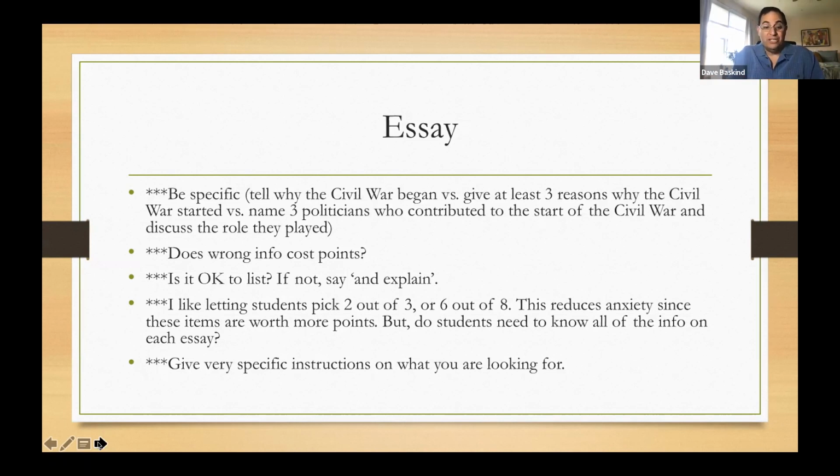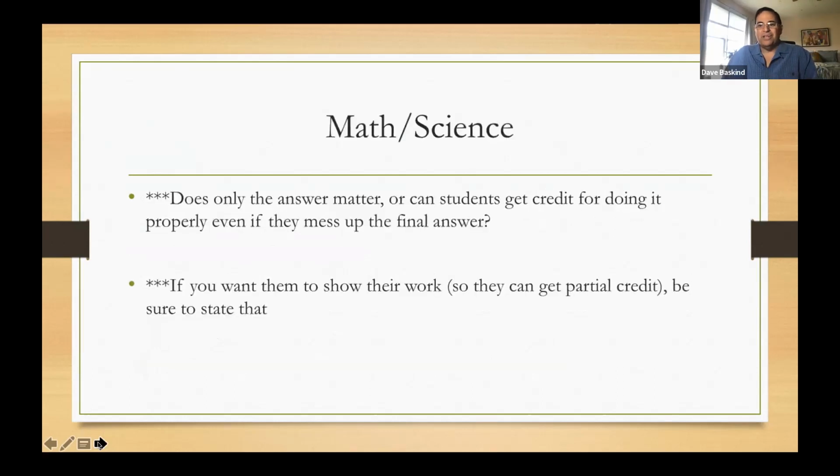So I believe the next thing I have here, let me talk a little bit about a special note to those of you who teach math or science courses. Consider whether only the answer matters, or if students can get some credit for showing how they properly set up the equations.